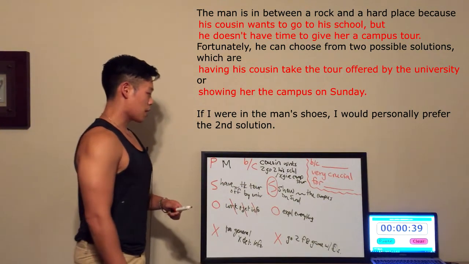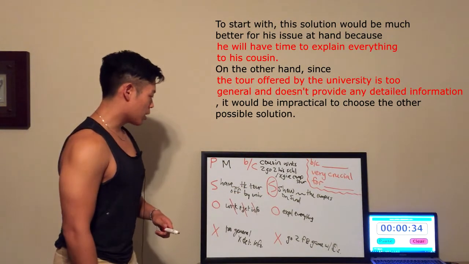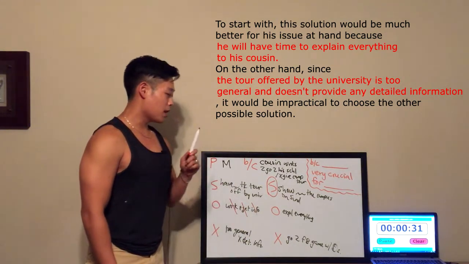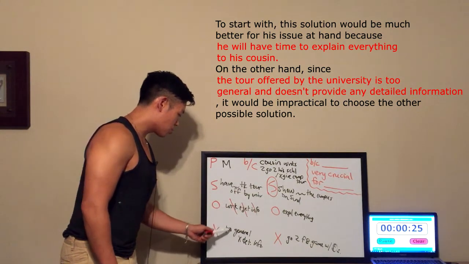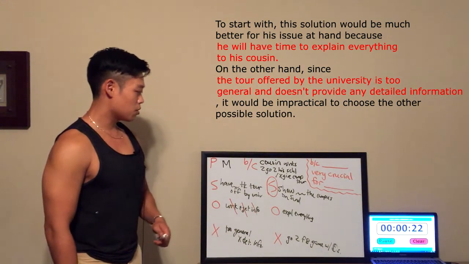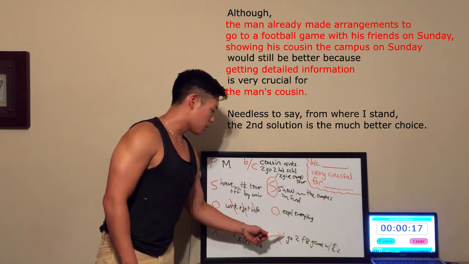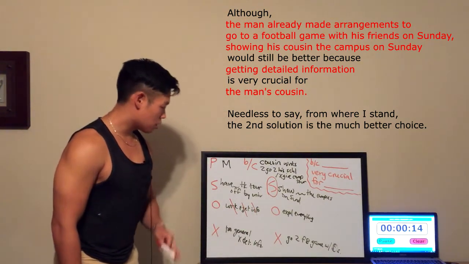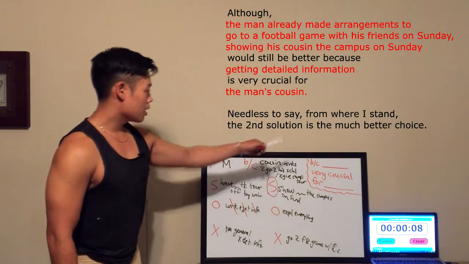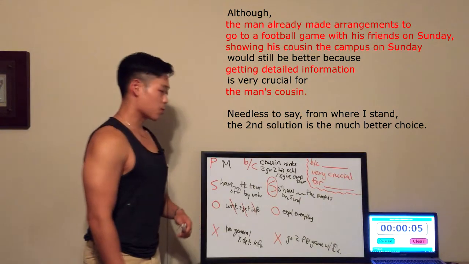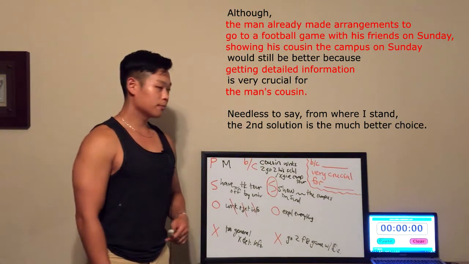If I were in the man's shoes, I would personally prefer the second solution. To start with, this solution would be much better for his issue at hand because the man will have time to explain everything to his cousin. On the other hand, since the tour offered by the university is too general and doesn't provide any detailed information, it would be impractical to choose the other possible solution. Although he already made arrangements to go to a football game with his friends on Sunday, showing his cousin the campus on Sunday would still be better because getting detailed information is obviously very crucial for his cousin. Needless to say, from where I stand, the second solution is the much better choice.